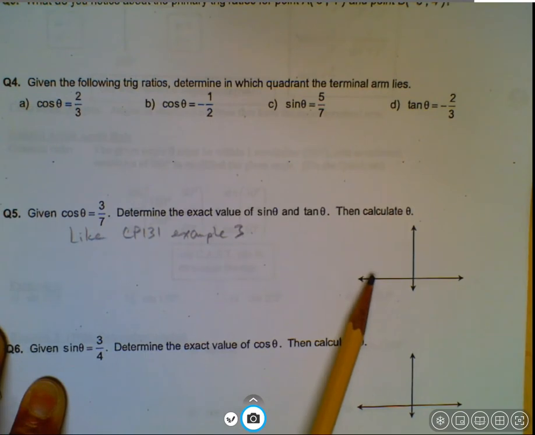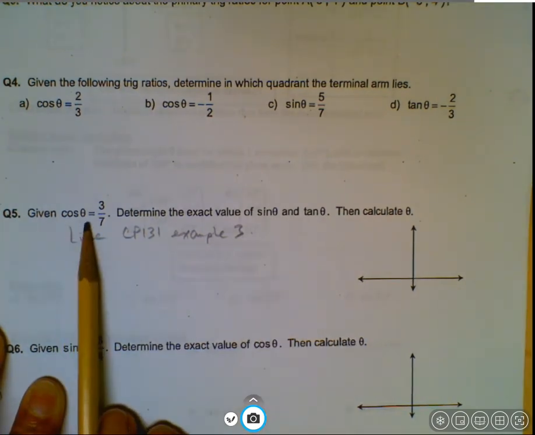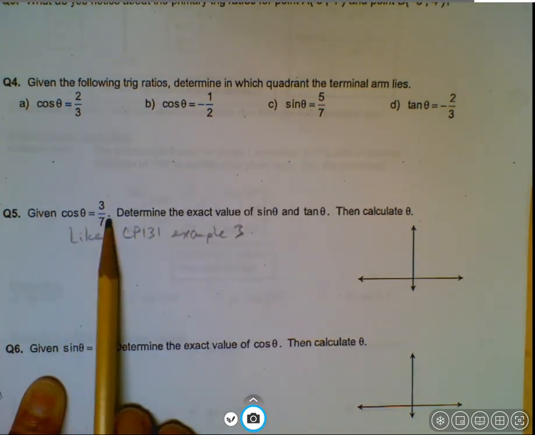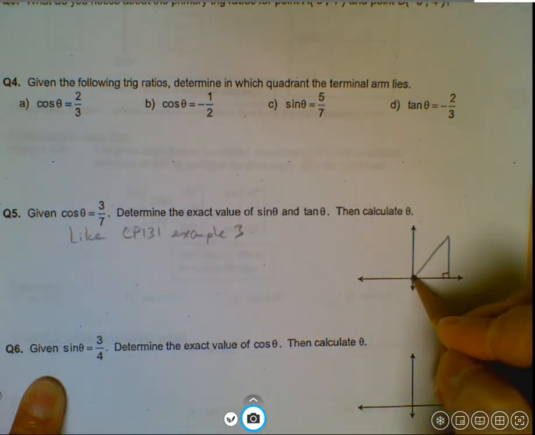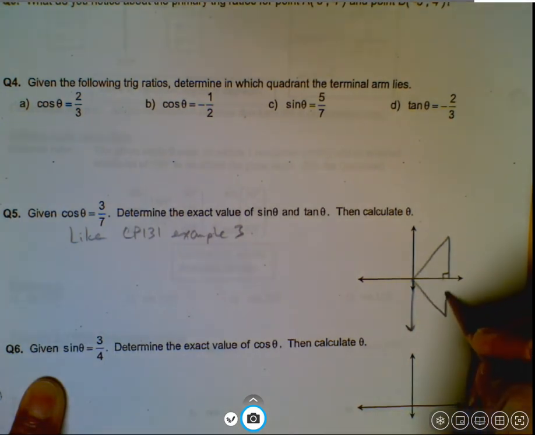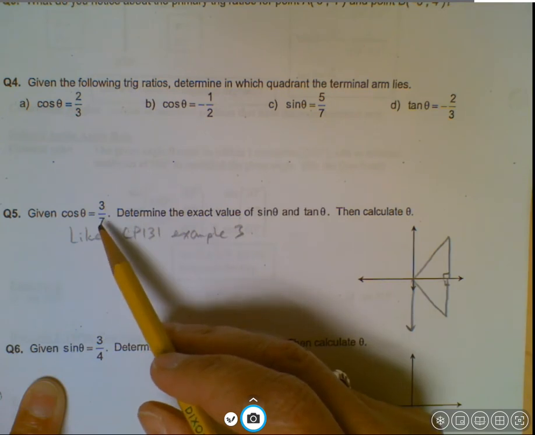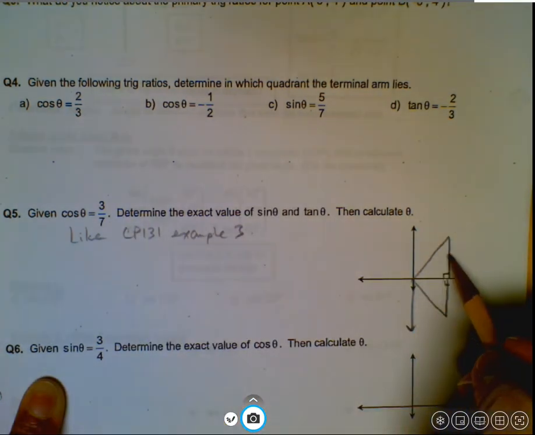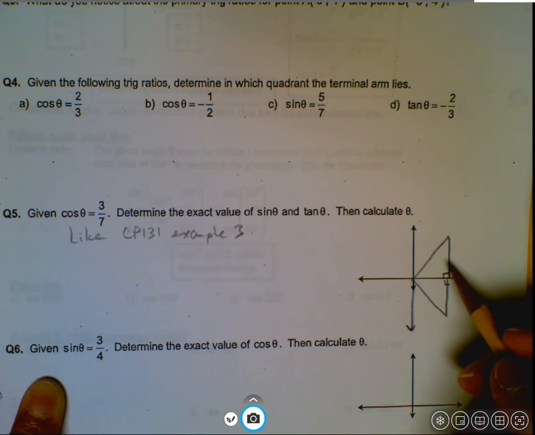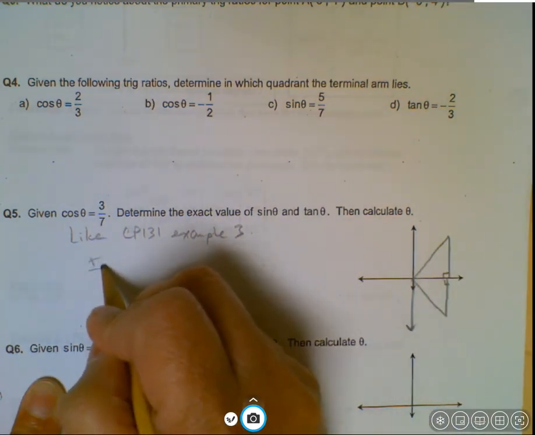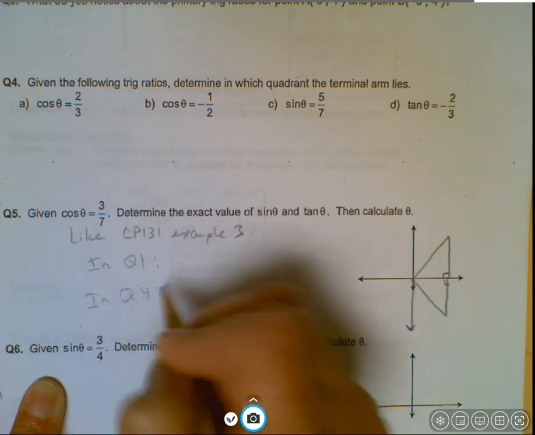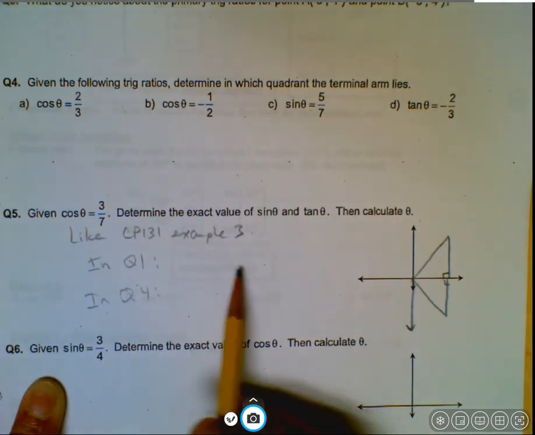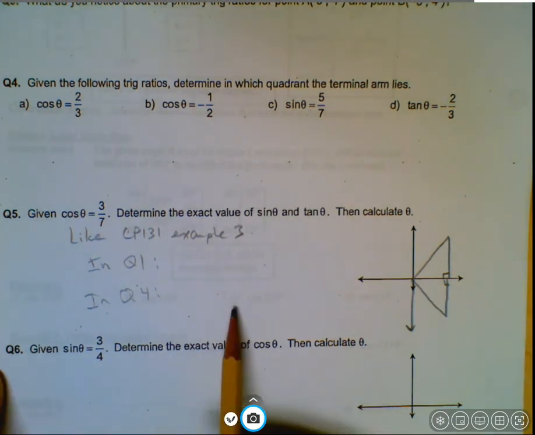The way this question is different is because cos theta is going to give us two possibilities. There are two quadrants in which cos theta is positive. So when you're drawing the triangle, you're actually going to have two different triangles, one in quadrant 1 and one in quadrant 4. That's where cosine is positive. And so you're going to have two different answers. You're going to have a pair of sine and tan in quadrant 1 and a different pair in quadrant 4. So you'll have an answer for quadrant 1 and another answer for quadrant 4.